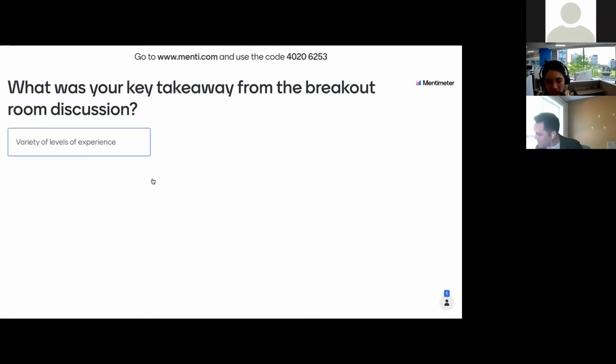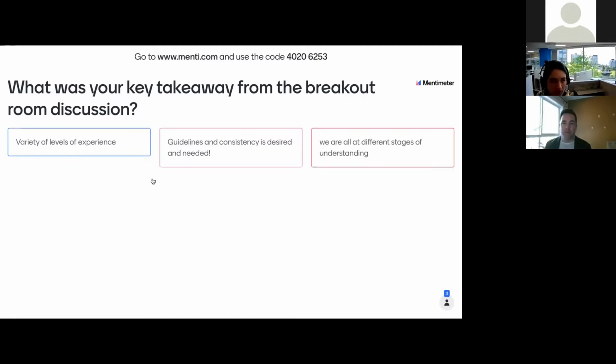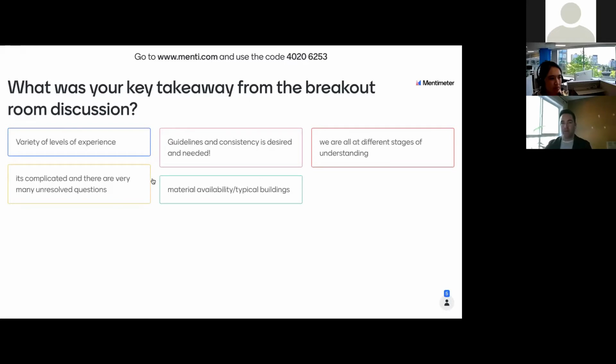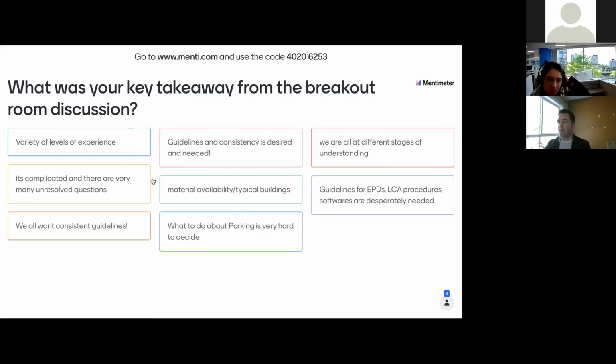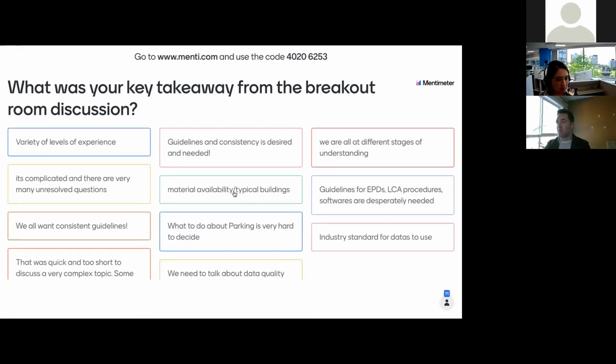Variety of levels of experience. Yes, there's definitely a big difference in experience level in this. It's a relatively new topic for a lot of people. We have a comment on guidelines and consistency is desired and needed. That's good. We're all at different stages of understanding. It's complicated. Material availability for typical buildings, guidelines for EPDs and procedures.